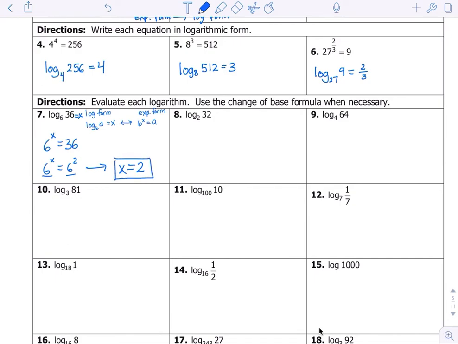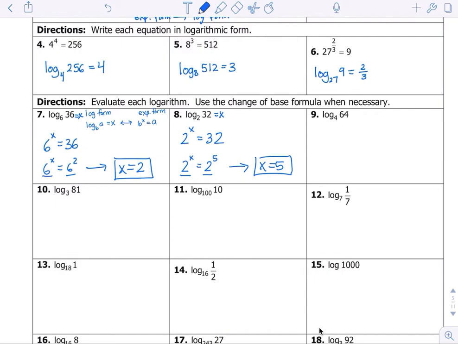Okay, number 8. Set it equal to x, and let's change it from log form to exponential form. So here's the base, 2. This is always going to be your power. To the x is equal to the argument, which is 32. Now let's get the same base on both sides. 2 to the x is equal to 2 to the 5th. Same base on both sides, so that means you just equate your exponents, so x is going to equal 5.